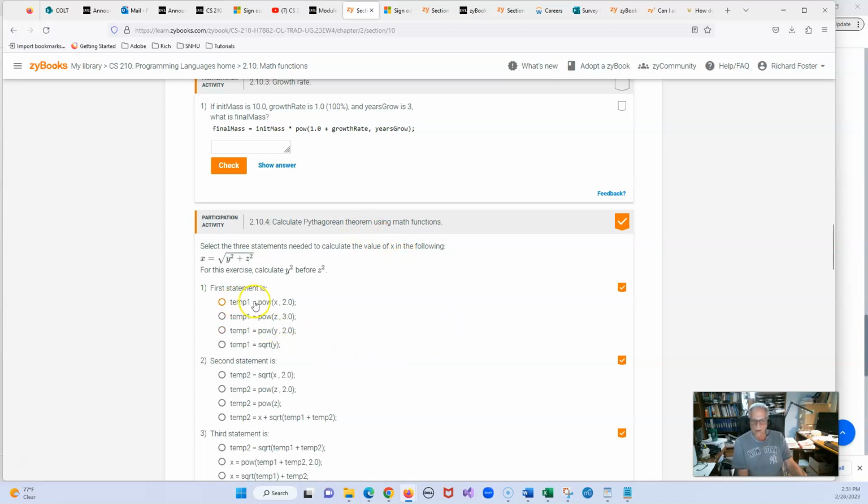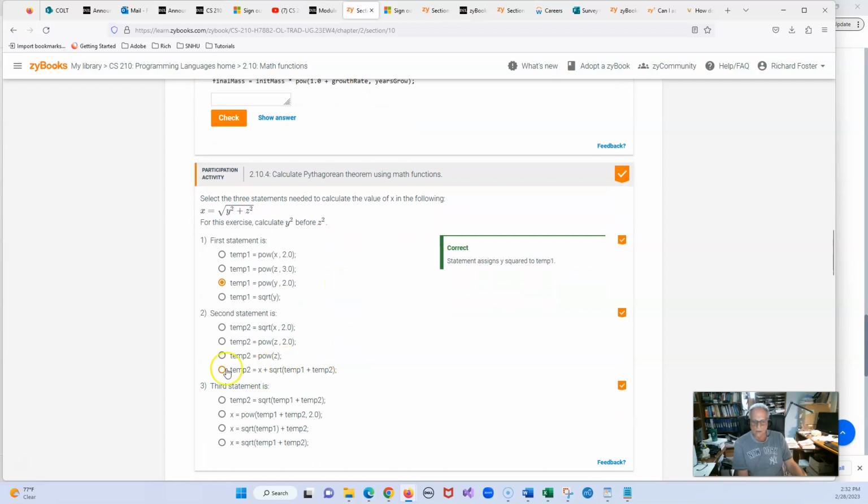So we have temp1 x, so x is not having the power. We need to find y squared and we need to find z squared. So here is y squared right here. So temp1 is going to be y squared. The next one we're going to need is for z, so temp2 equals z squared.